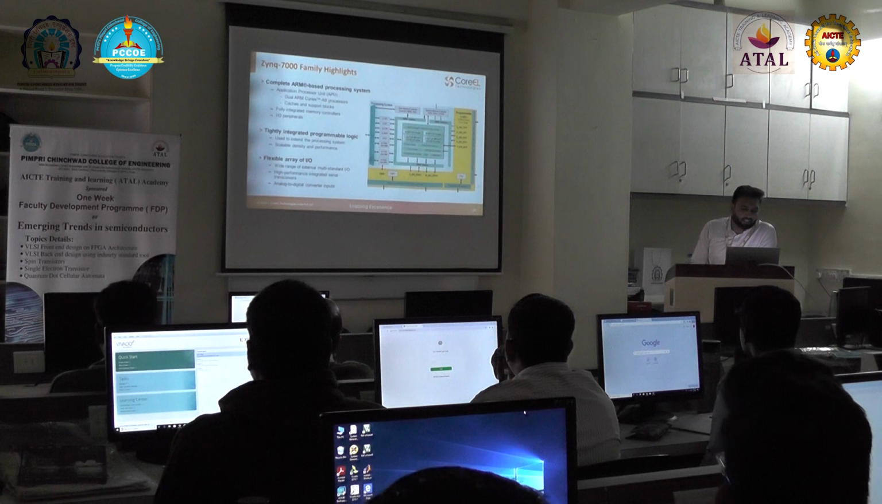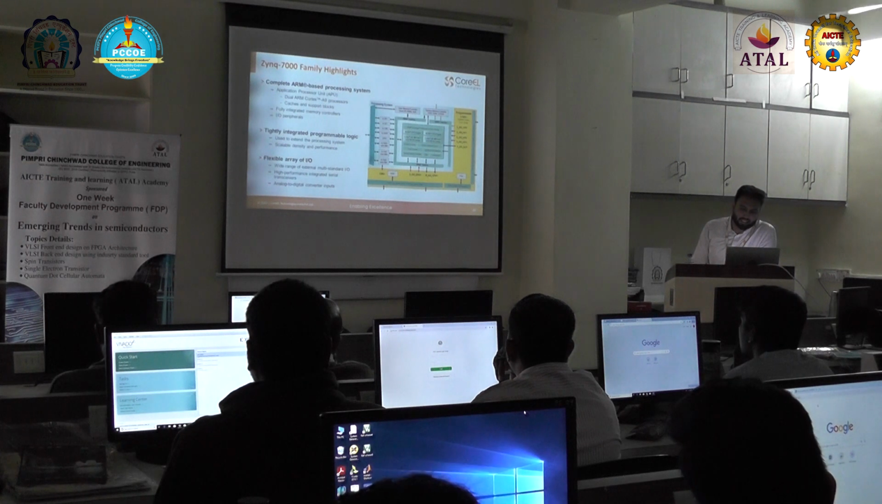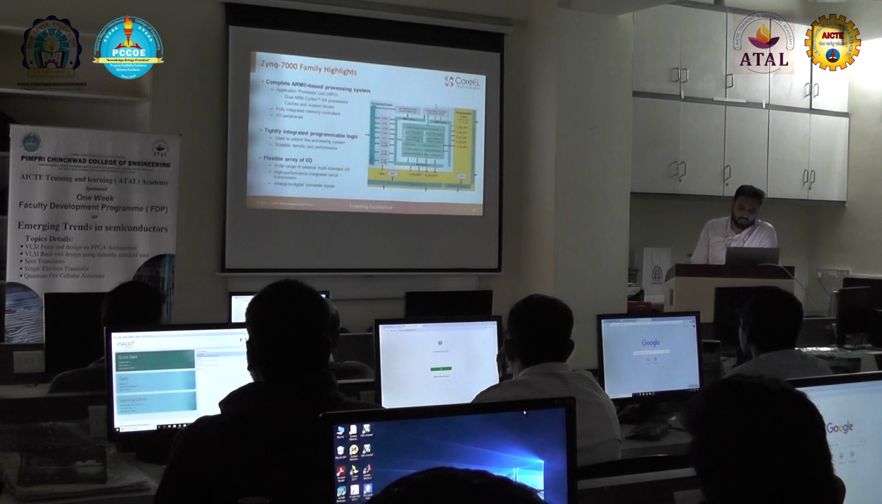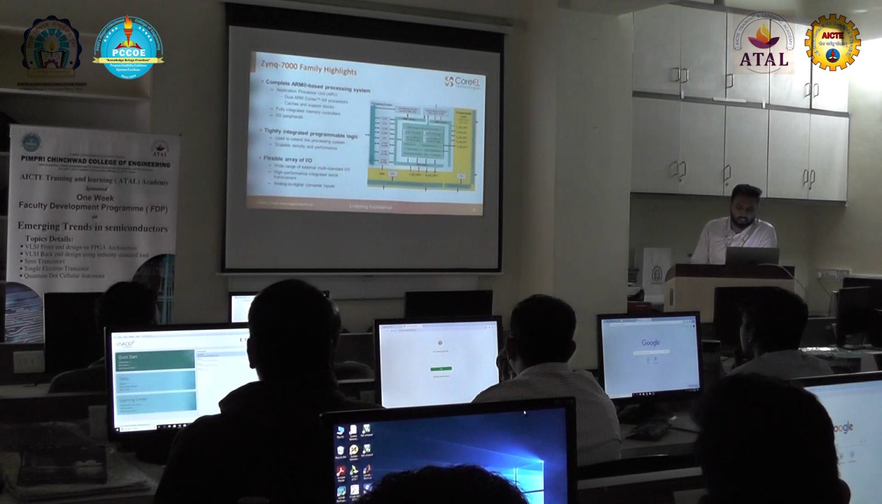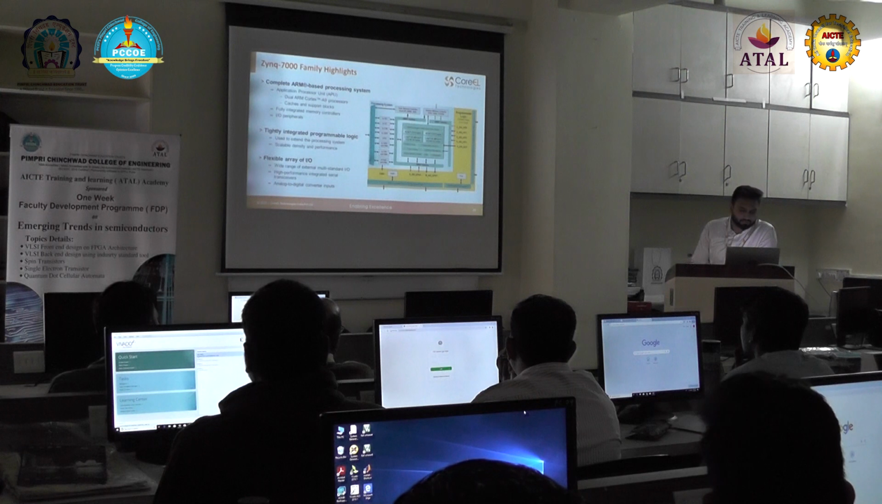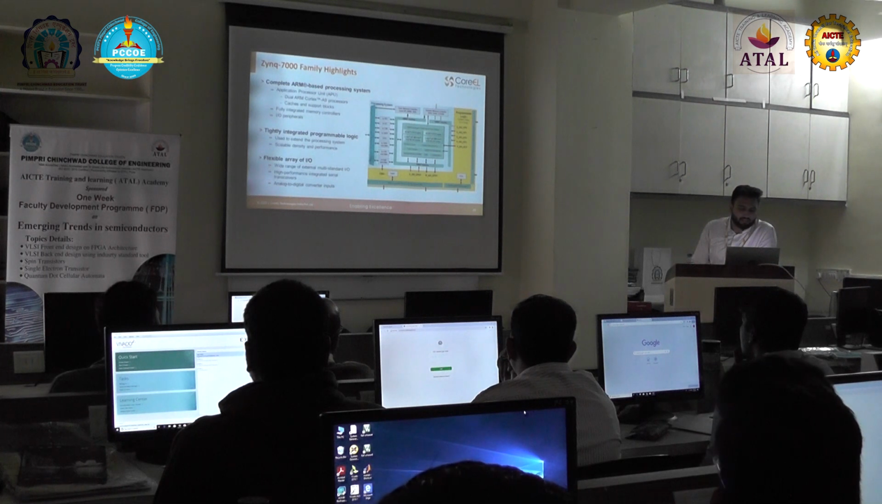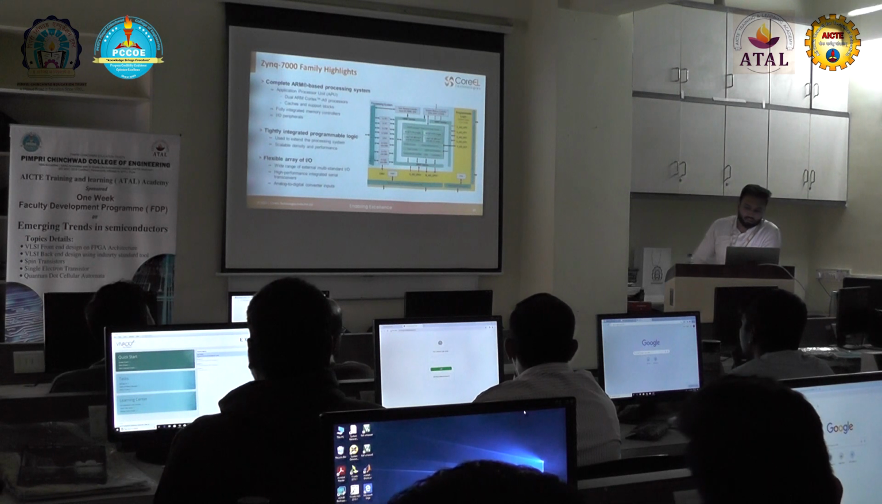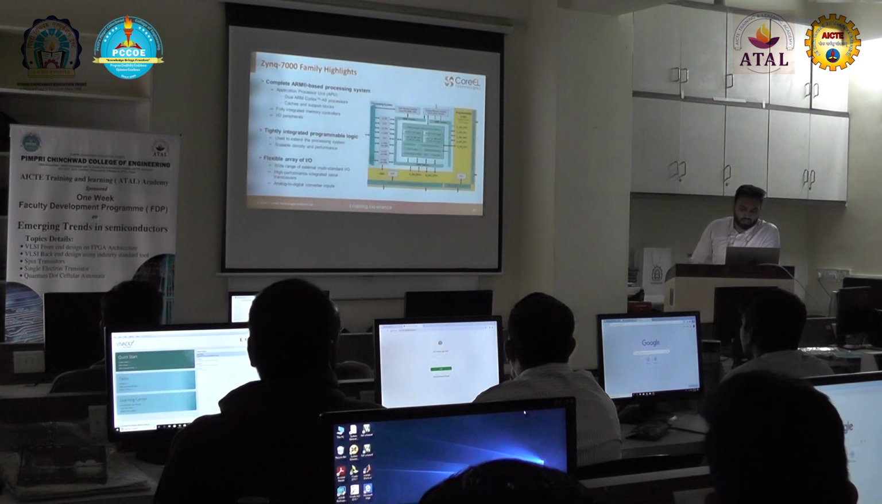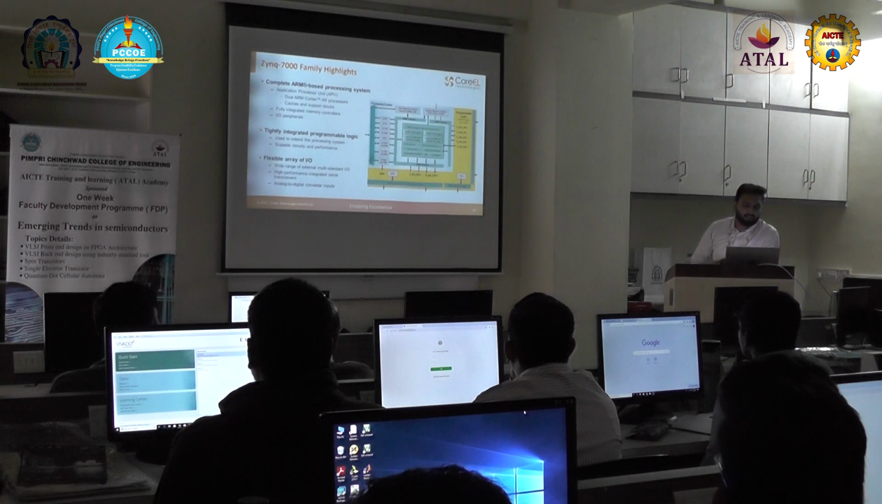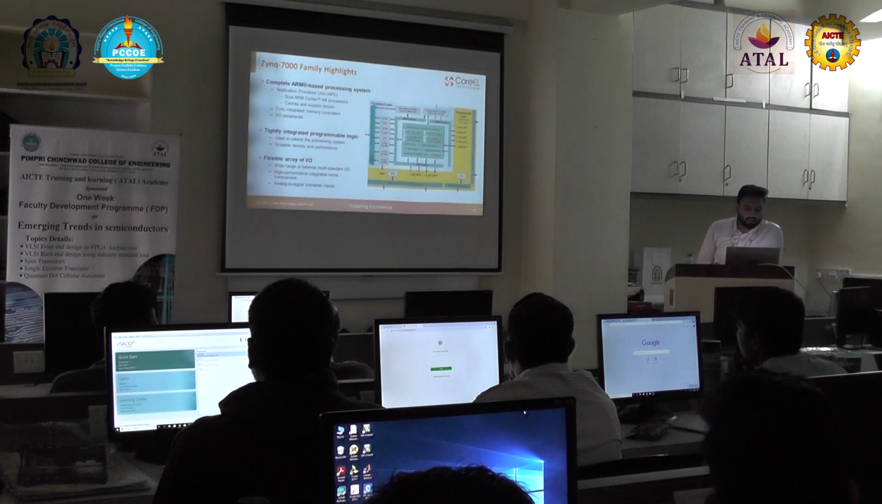And it has fully integrated memory controllers, like static memory controllers such as Quad SPI, NAND, NOR, and dynamic memory controllers like DDR3, DDR2 and LPDDR2. And we have IO peripherals in the PS part, the processing system, like SPI, I2C, CAN, UART, GPIO. The second one is tightly integrated programmable logic, which is used to extend the processing system.